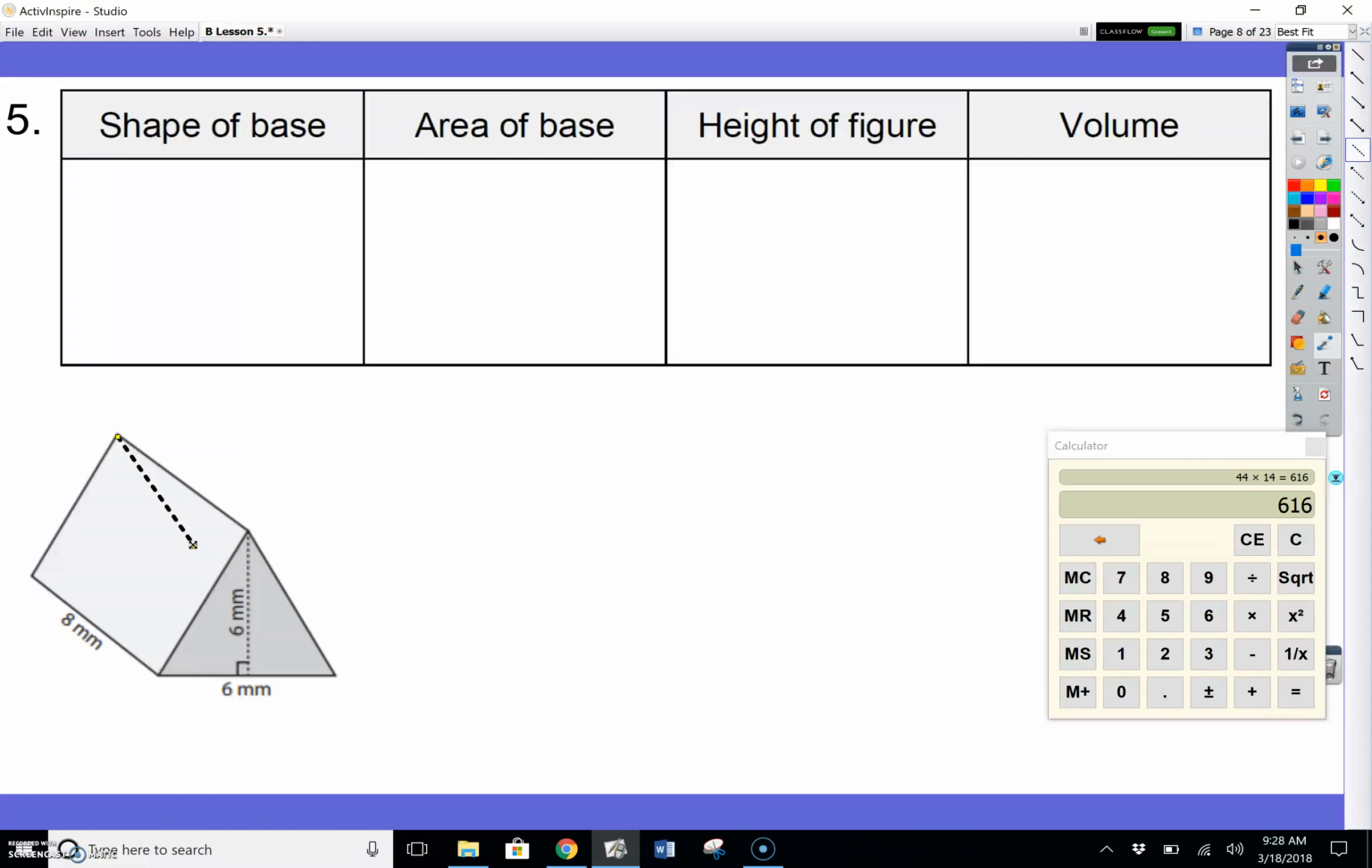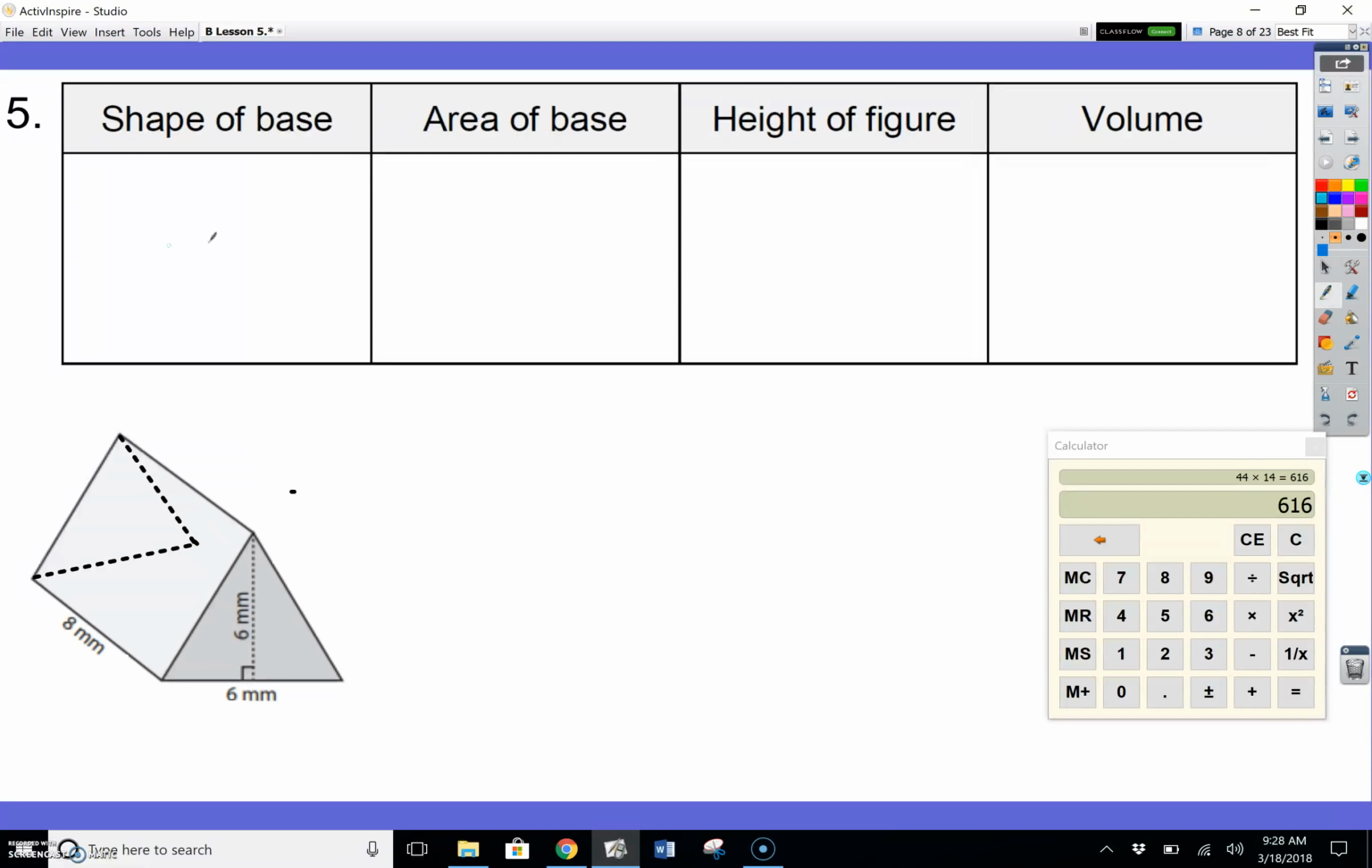So right here, guys, this is like the 3D version of it. You can't really see it because it's in the back. That would show you that this back triangle and this front triangle are parallel. Therefore, those are the parallel sides, okay? So what I need to do is find the shape. So this is a triangular prism. And what I need to do is find the area of the base.